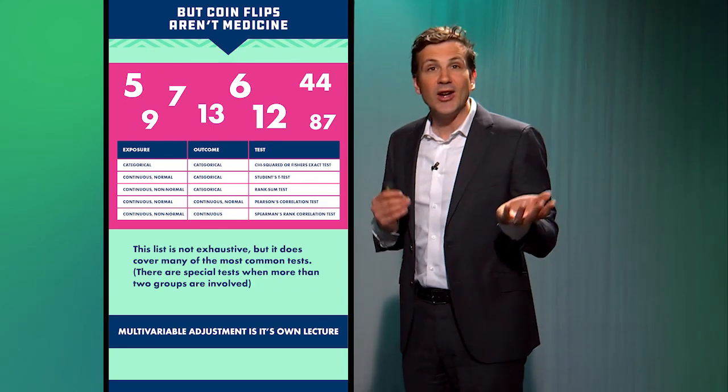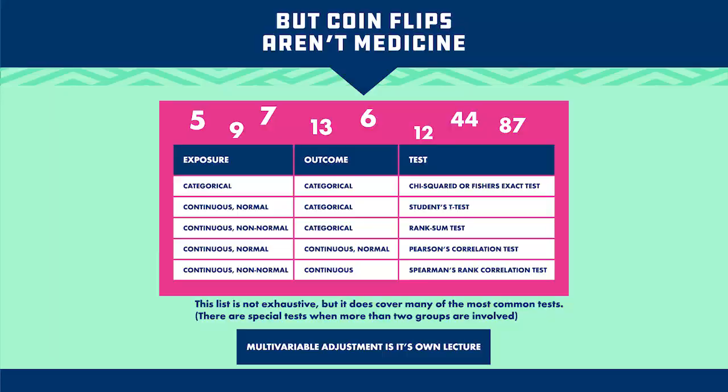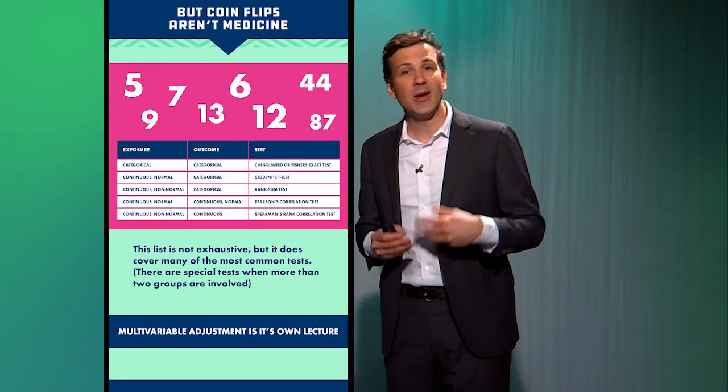But just to show you how to read this table, if your exposure is a categorical variable, like let's say gender, and your outcome is a categorical variable like death, you would compare those with a specific statistical test, a specific tool. In this case, it would be called the chi-squared test or the Fisher's exact test. And those of you who had some statistics in college might remember those tests.